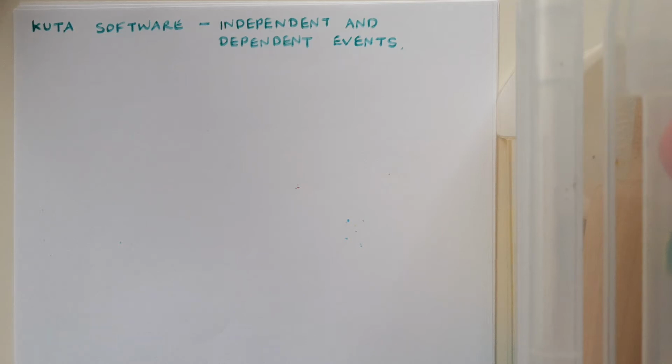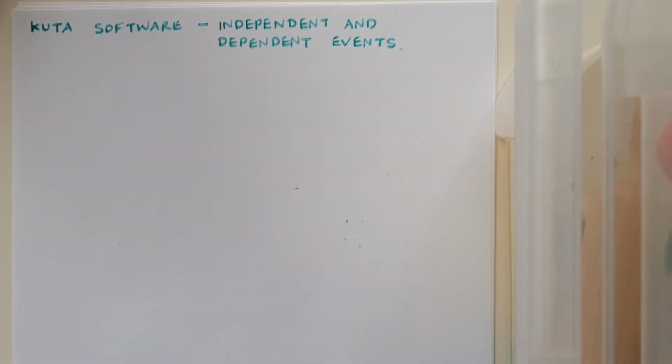This is a video just going through a couple of the solutions from the worksheet that I gave you on independent and dependent events, and it's the worksheet that says Q2 software up the top left-hand corner. So I'm going to look at question 18 first of all.